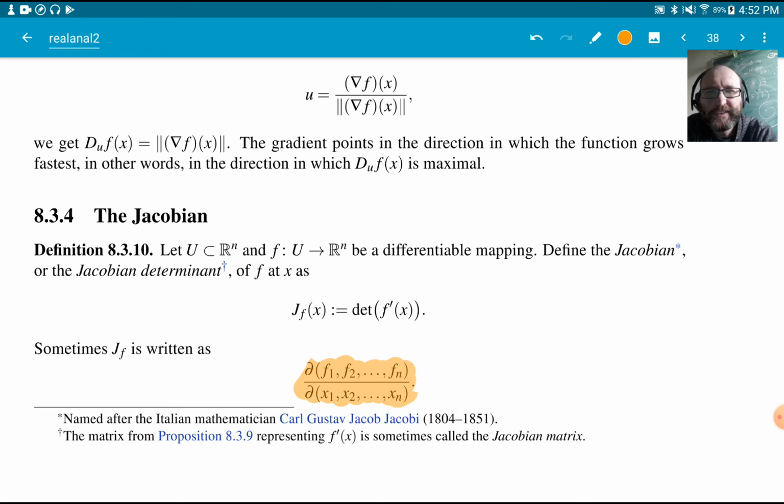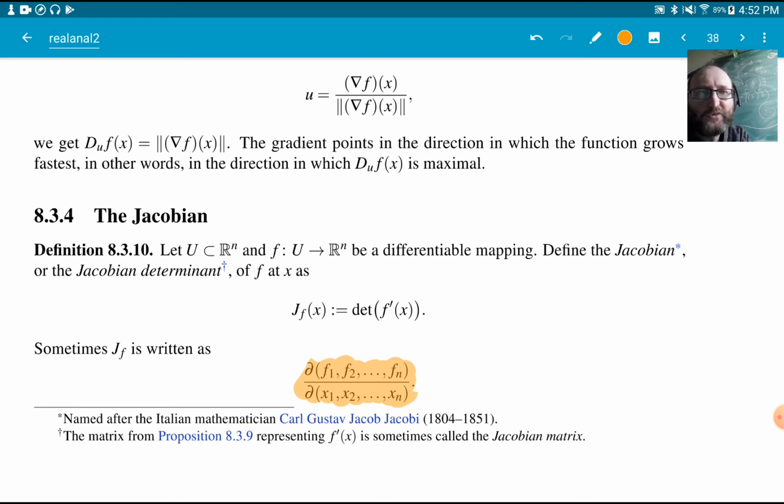Which at first seems a little odd. You're sort of listing the components of f and listing the components of x. You almost think, oh, maybe I mean the matrix. No, we mean the determinant. That's just the notation. So this is always going to be a number, right? Whenever you see this somewhere.